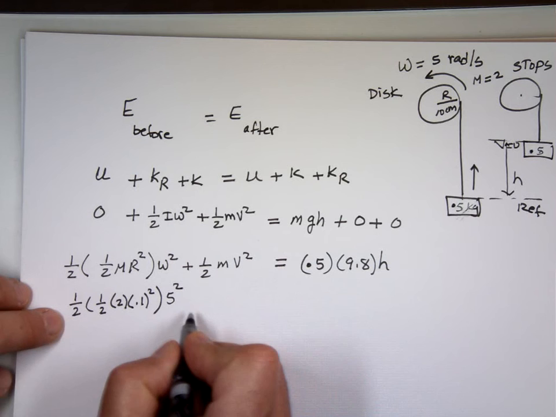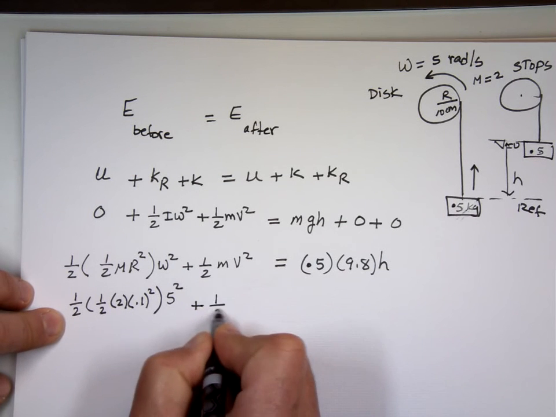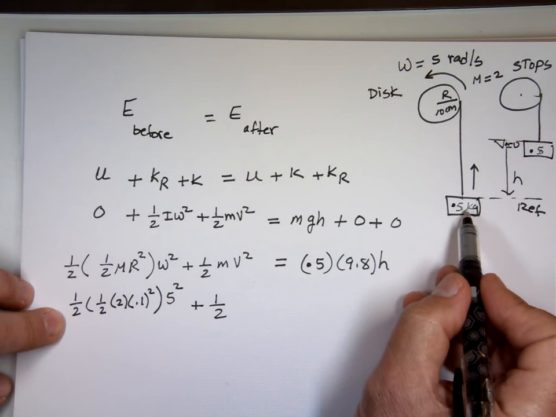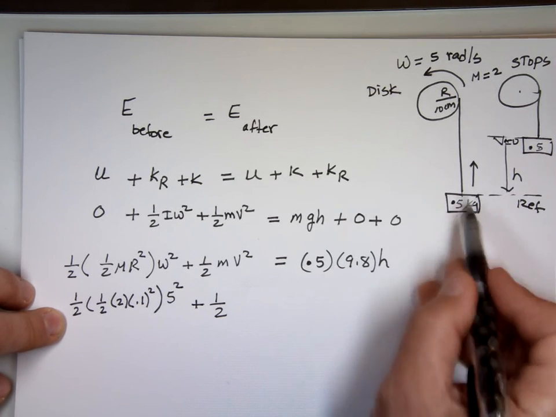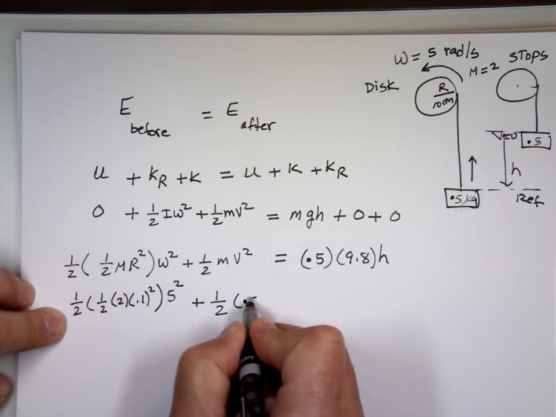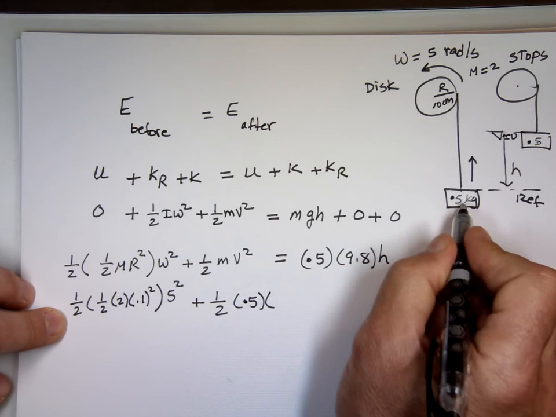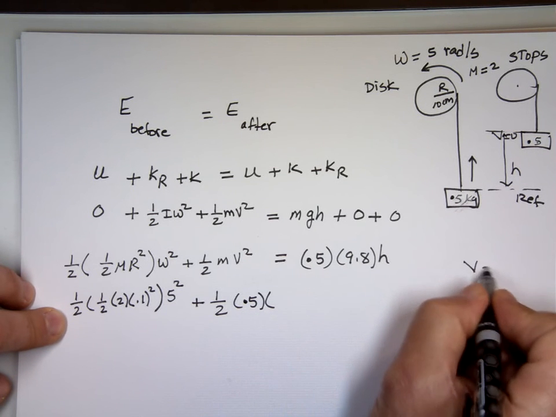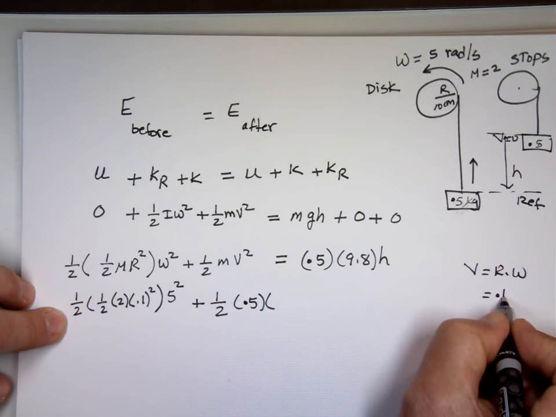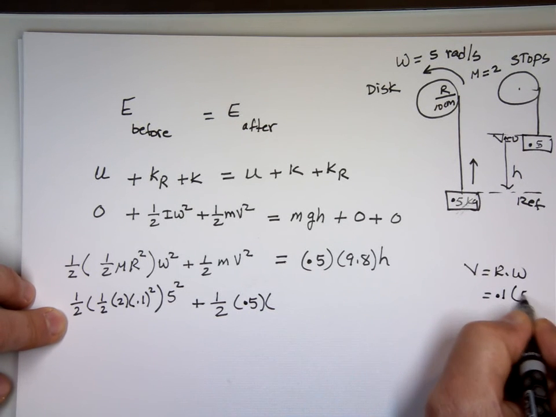Plus 1/2. This mass is not for the pulley. This mass is for this one, because this is moving upward. So what's the mass here? 0.5. And what's the velocity of this? We know V equals R times W. R is 0.1. W is 5. What's V? 0.5.